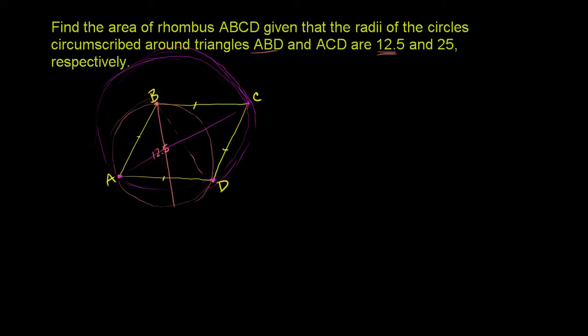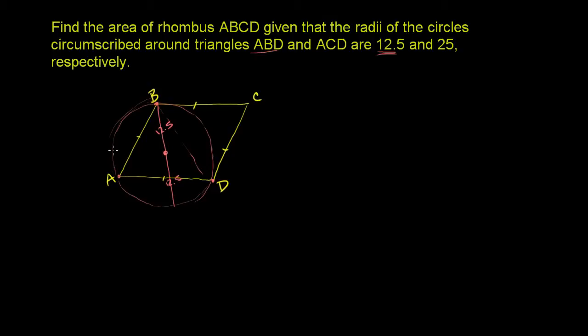So let me make it very clear. Actually, let me delete that circle since it's just so messy, and I can delete that 12.5 too. So the 12.5 is the radius of the circle. So for this first circle around triangle ABD, this distance right over here is 12.5, and this distance over here is also 12.5.